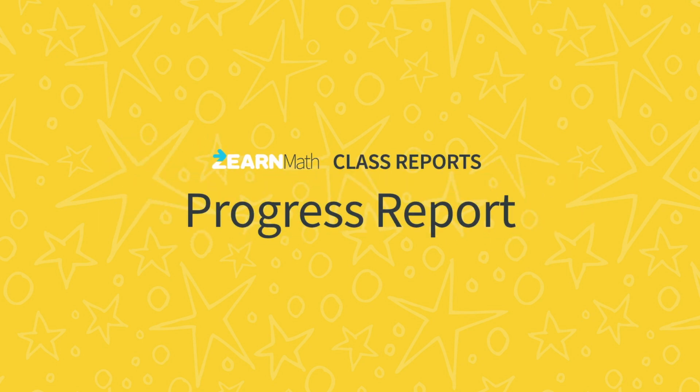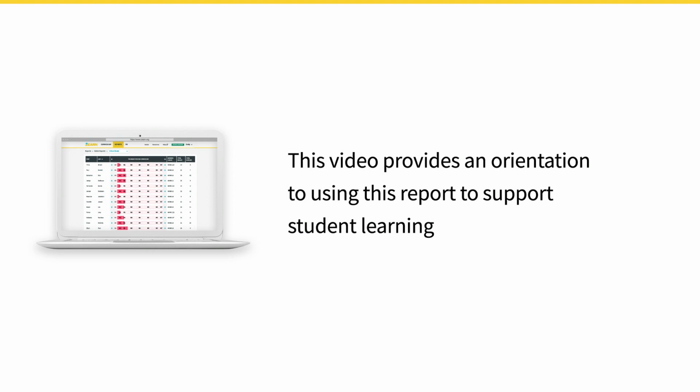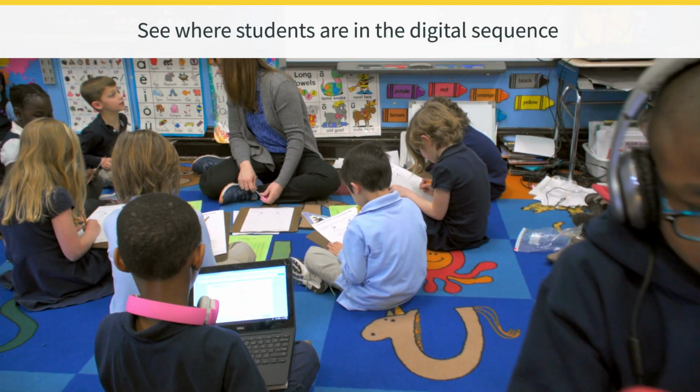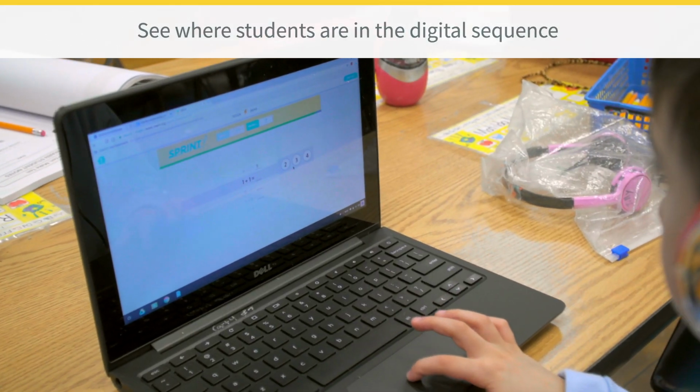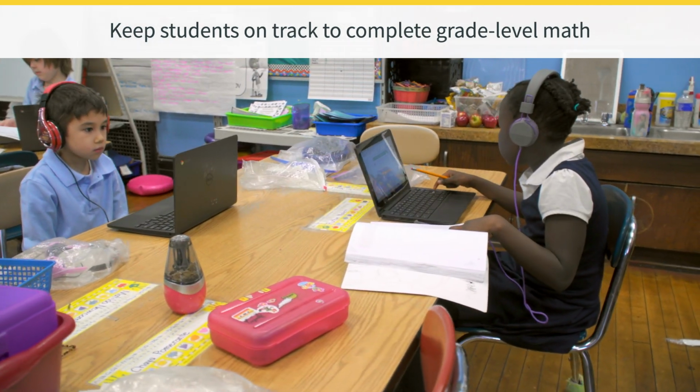The Progress Report is one of the class reports available to educators through a Zearn Math Teacher account. This video will provide a detailed walkthrough of all of the data and insights in the report. Teachers can use the Progress Report to see where students are in the digital sequence and keep students on track to complete all grade-level content during the school year.